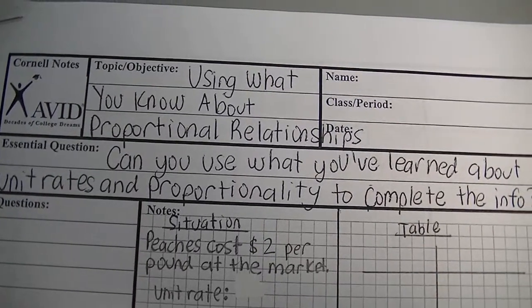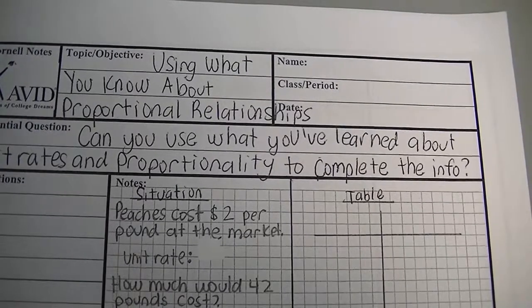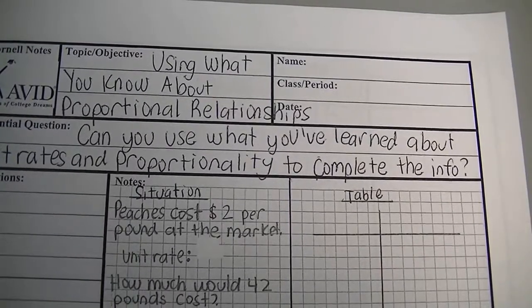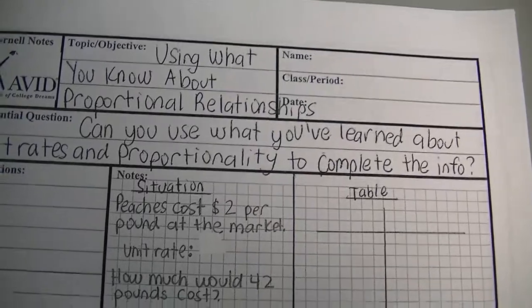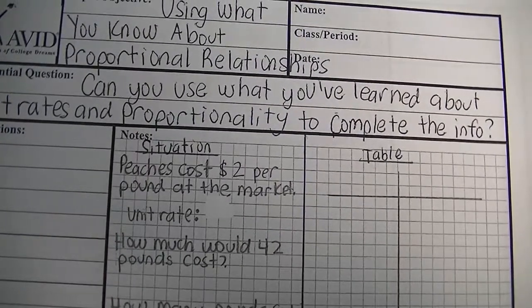The topic is using what you know about proportion relationships. The essential question is, can you use what you've learned about unit rates and proportionality to complete the info? So the first situation states that peaches cost $2 per pound at the market.